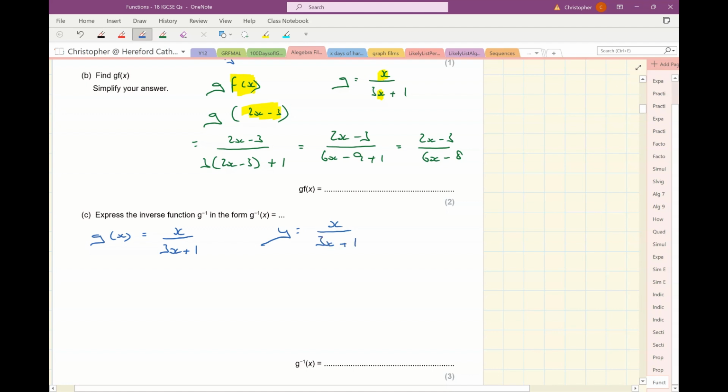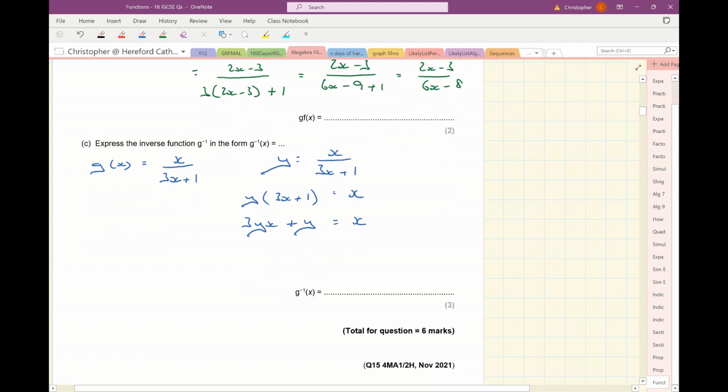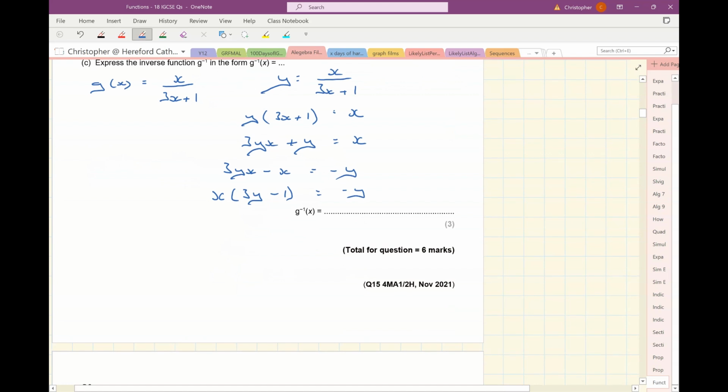And now I'm going to make x the subject of that expression. Multiply both sides by 3x plus 1. Multiply out the bracket. Get anything with an x on it on the left and anything else on the right. I'm going to subtract x from both sides, and I'm going to subtract y from both sides as well. Right, factorize the left so you know what to divide by to make x the subject. I'm going to divide both sides by 3y minus 1.